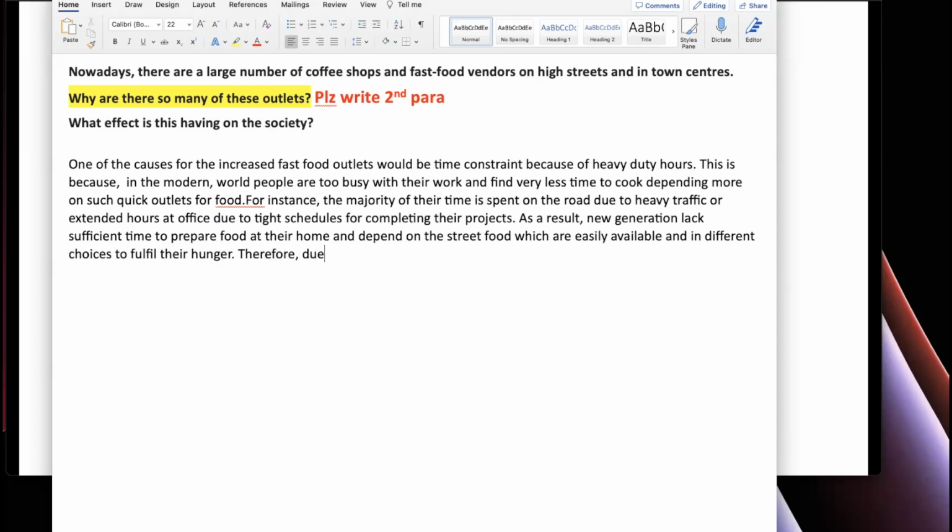Therefore, due to this growing demand for such street food, now it is more clear. See, I'm giving a final touch. Otherwise, very good, Rakesh. Really appreciate it. Hina, I'll check, one second.